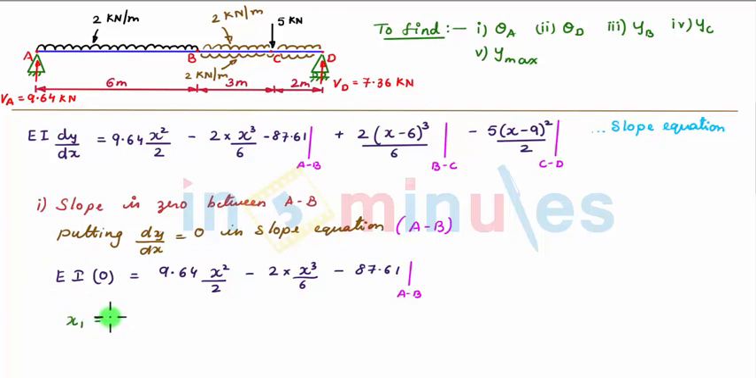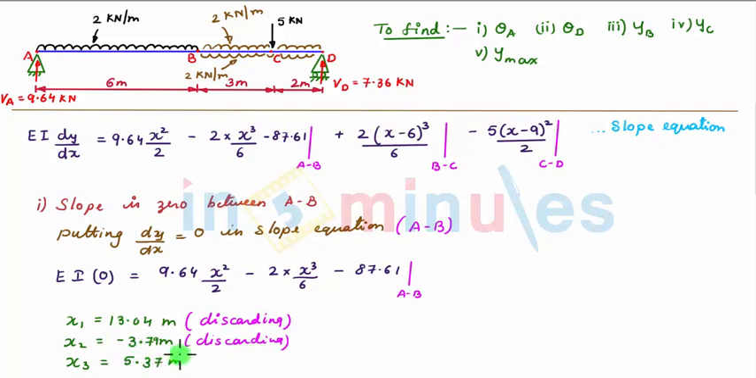Value of x1 comes out to be 13.04 meters. Since this value is greater than 6 meter, we discard it. Second value comes out to be minus 3.79 meter, which we again discard. And third value comes out to be 5.37 meters. Now we see that this value is between x equal to 0 to x equal to 6 meter, that is between point A and B. Hence our condition is satisfied. So we say that slope is 0 at a distance x equal to 5.37 meter from origin A.